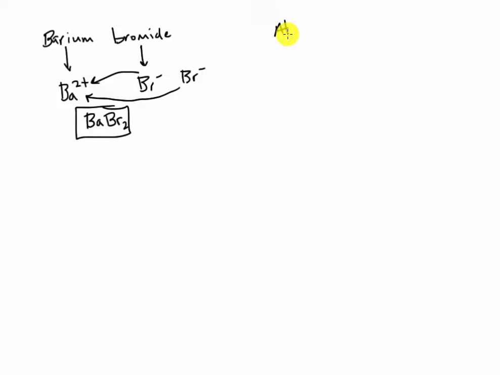One more. Let's take a look at aluminum oxide. Aluminum has a 3+ charge. Again, I look it up on the periodic table. Oxide, it's not oxygen, but oxide has a 2- charge. Now again, I have to balance the charges here.